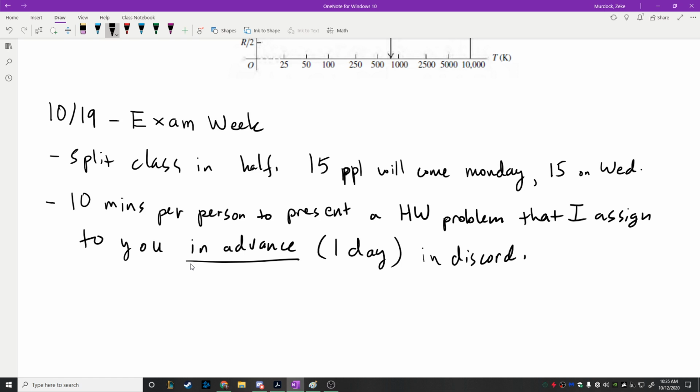Now, I don't know what kind of tools you all have at your disposal. So you can either screen share, like what I'm doing right here, or you can work out what you've done and then take pictures of it.